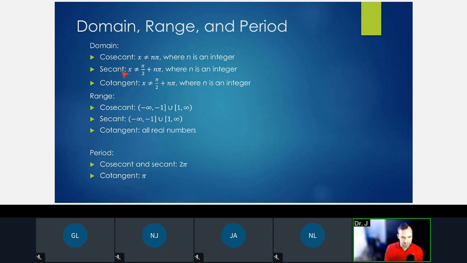Same thing for secant. We know that secant is 1 over x, so x can't be 0. And on the unit circle, x is 0 at 90 degrees and at 270 degrees, so that's why it has that domain. Cotangent, remember, is x over y, so y can't be 0.